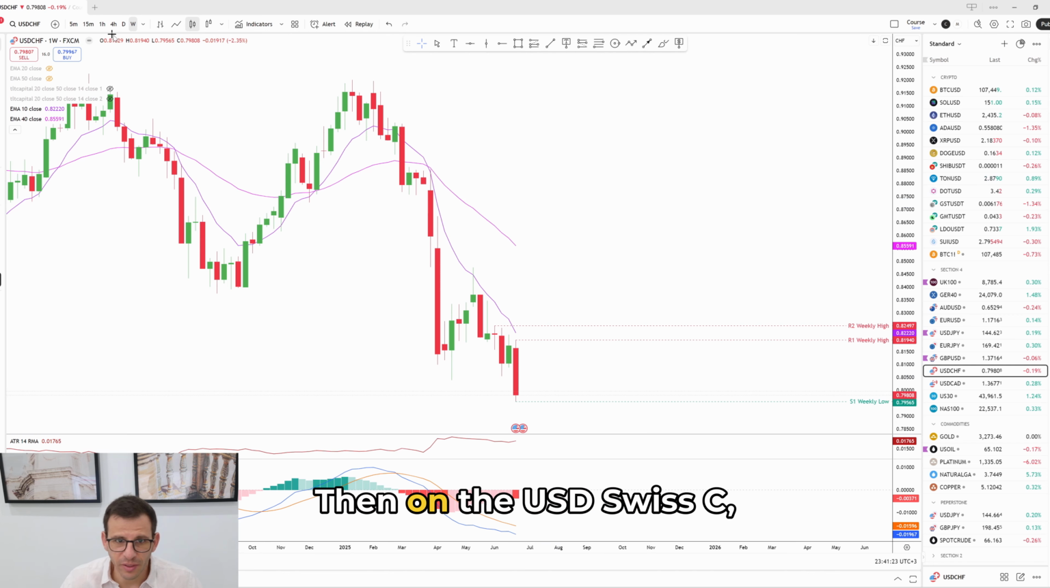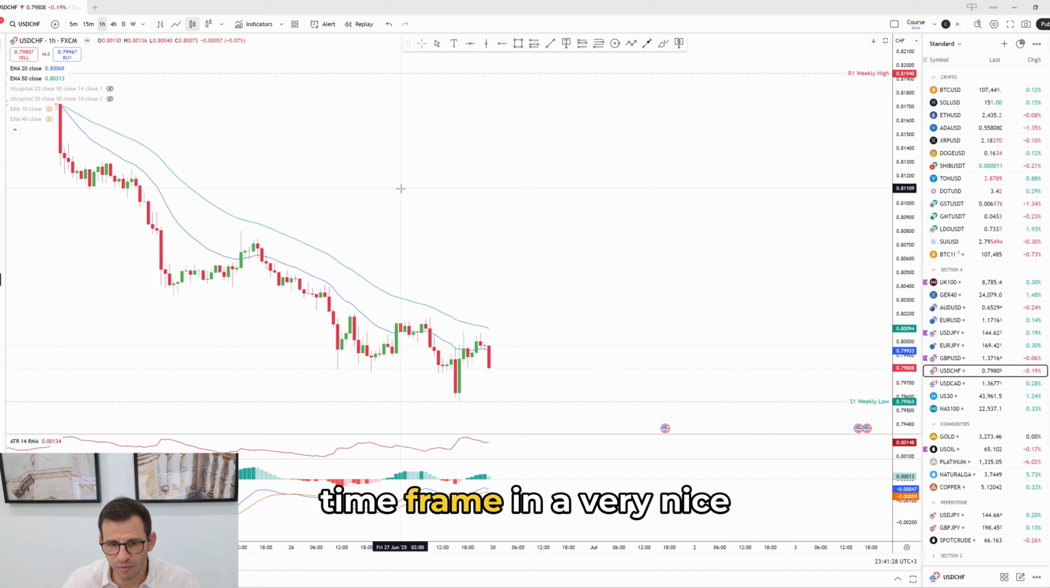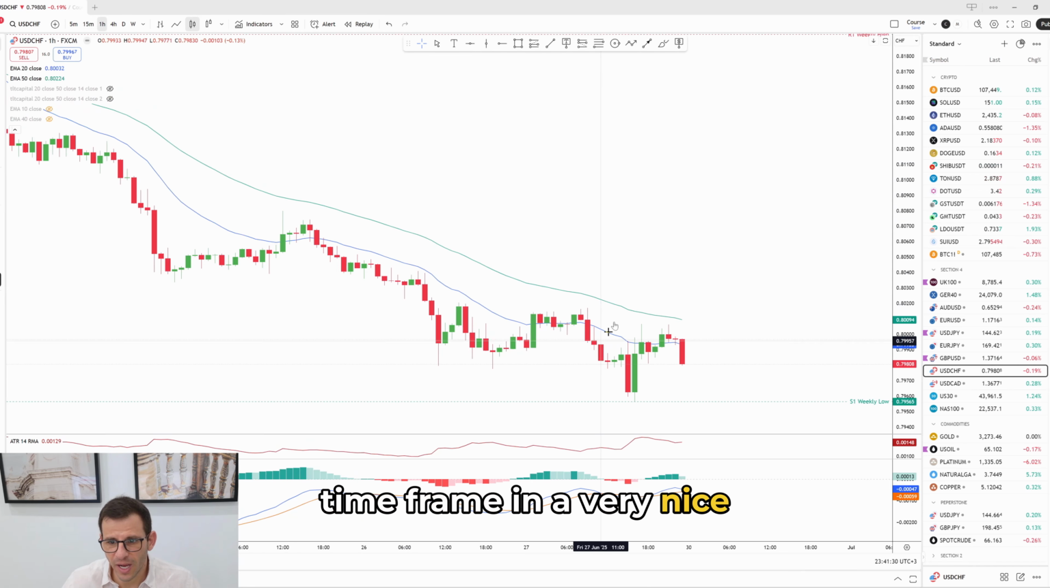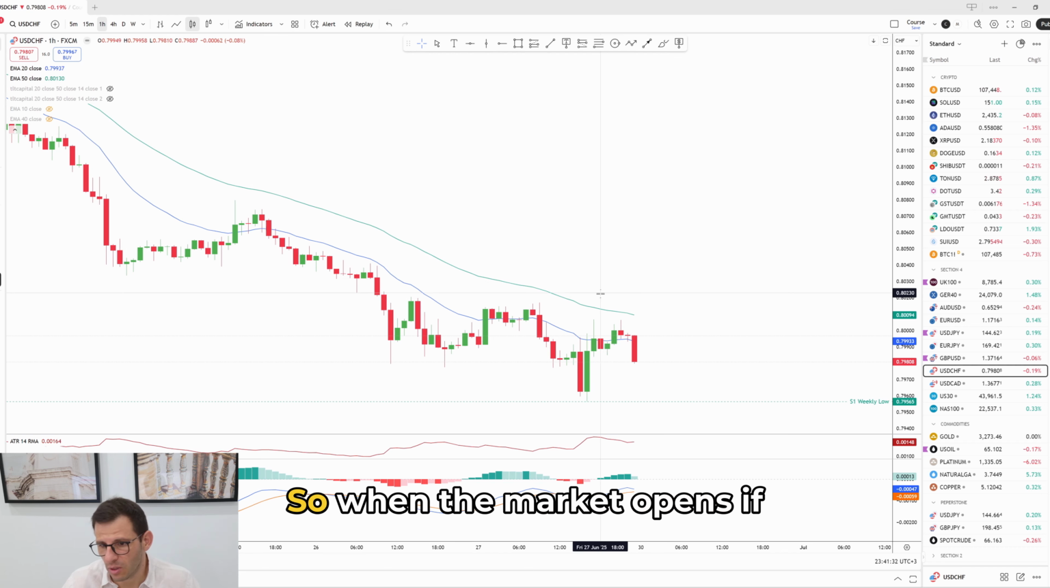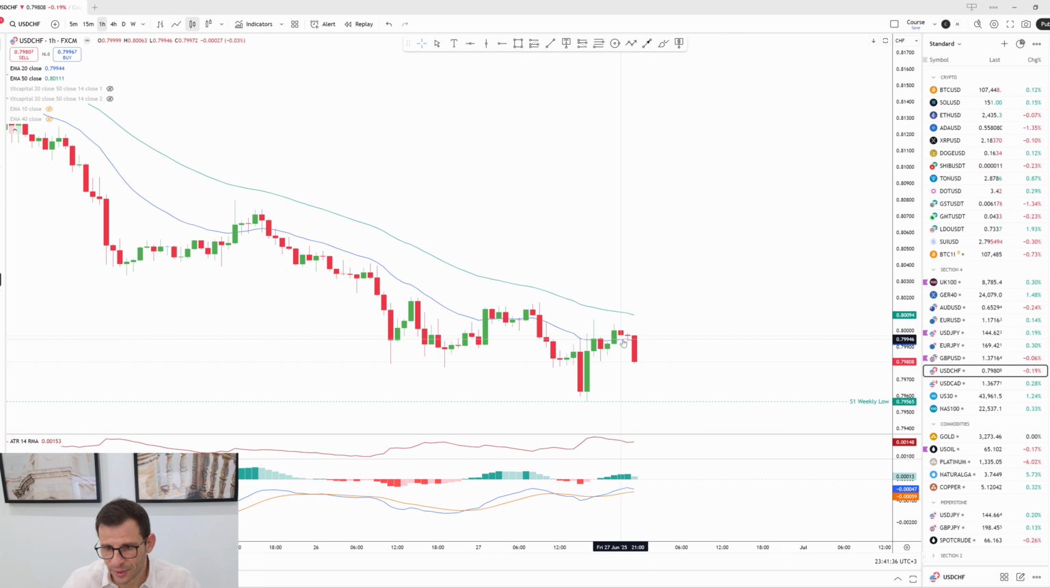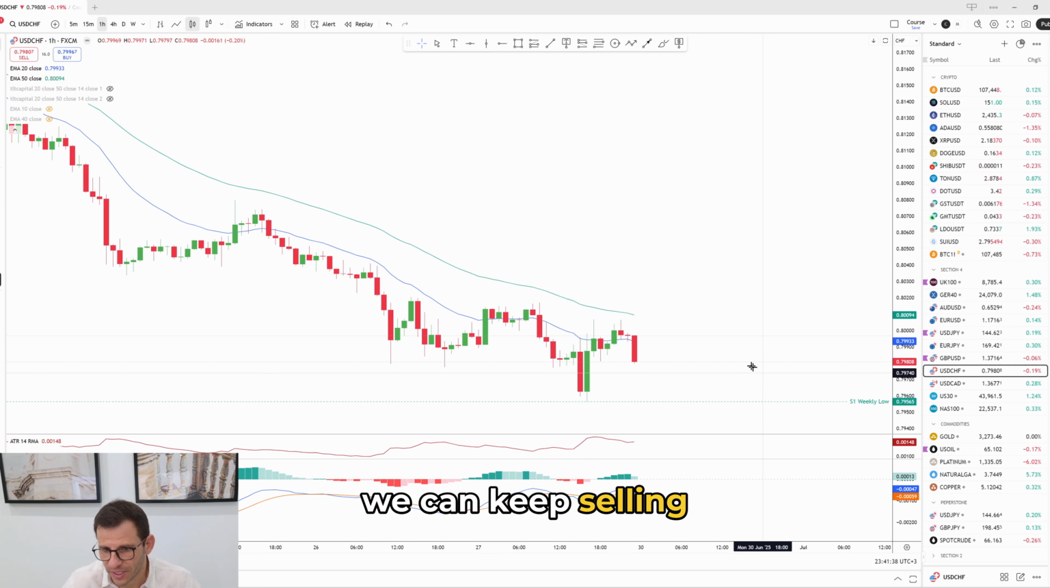Fairly bearish then on the USD/CHF. I want to check the hourly time frame, in a very nicely definable downtrend. So when the market opens, if we get some opportunities, we can keep selling this one.